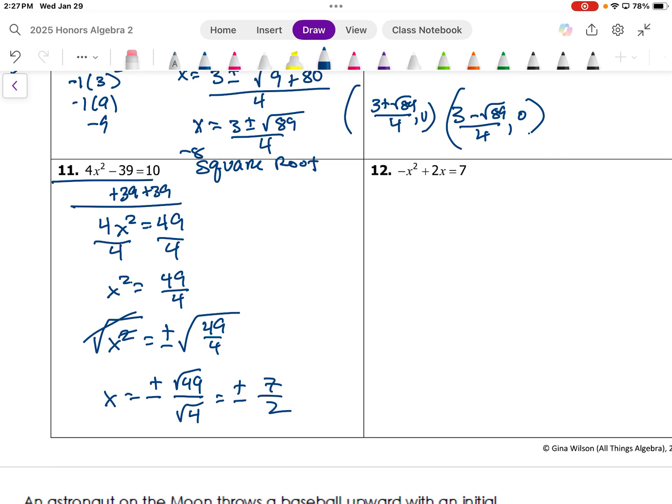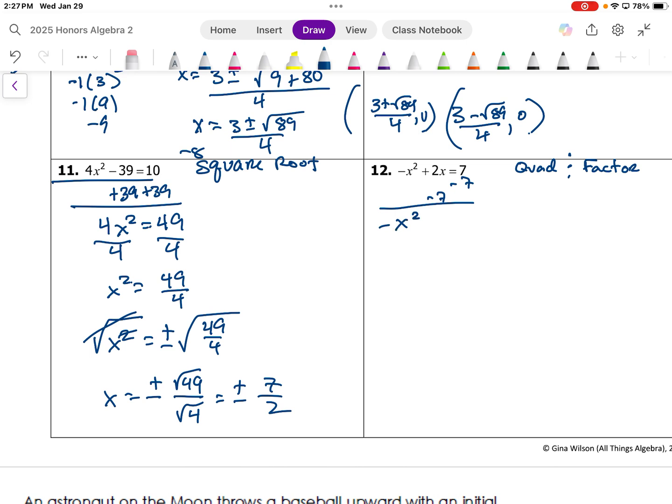All right, next one. It's got all three terms, so I'm thinking quadratic formula. I'm thinking factoring. Those are my two options. Let's just bring the 7 across. And when I bring the 7 across, my brain is already thinking.